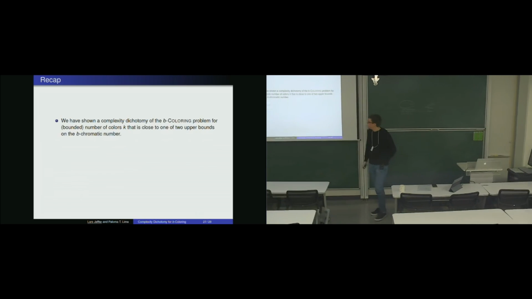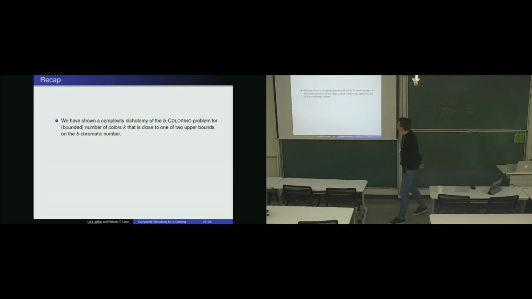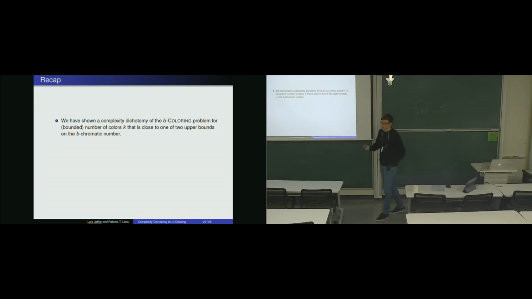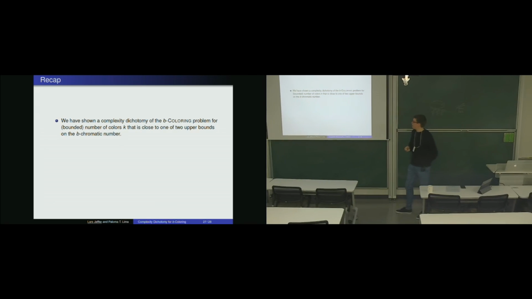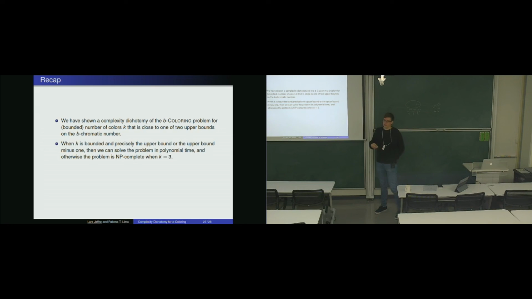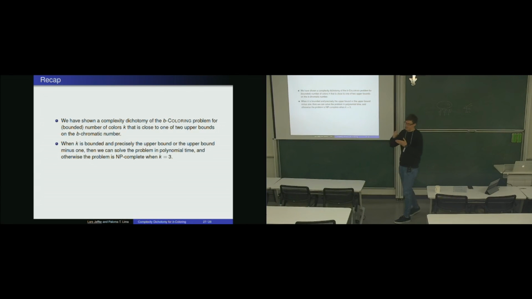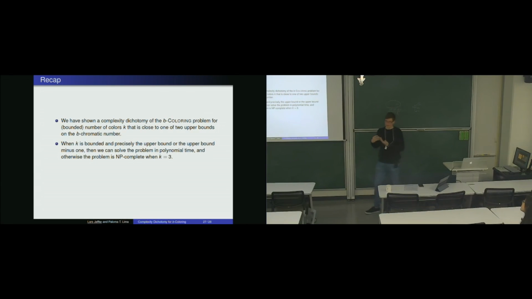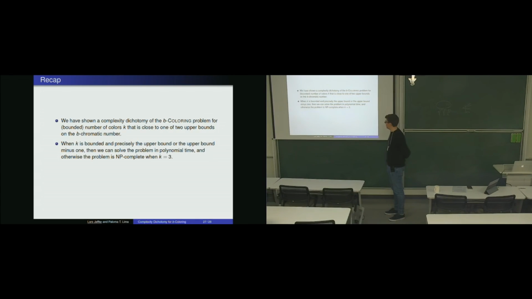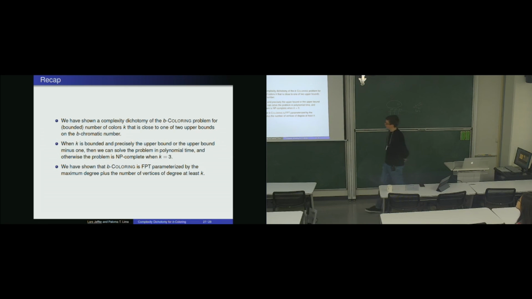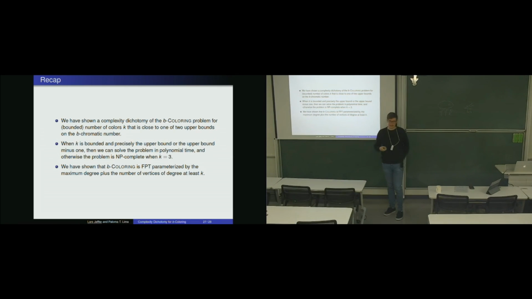Right, so, conclusion. First we have shown this complexity dichotomy for the b-coloring problem with respect to these two upper bounds that we talked about, and most of the things are hard except these two cases, when we are asking precisely for the upper bound or one less, and the number of colors is also small. And finally, we have given this FPT algorithm parameterized by the maximum degree plus the number of vertices of degree at least k.